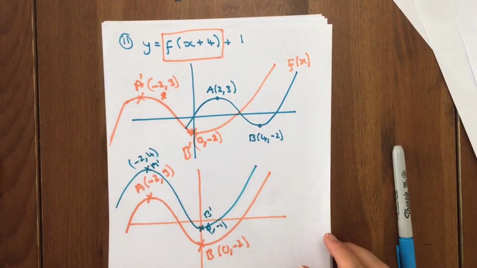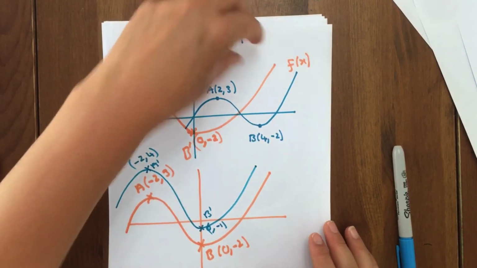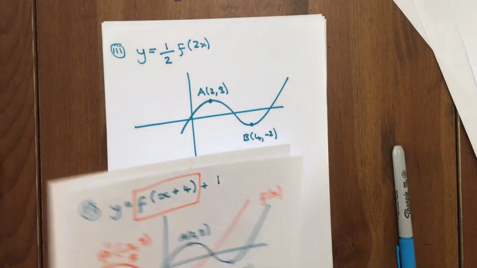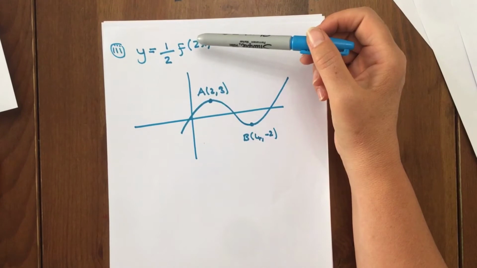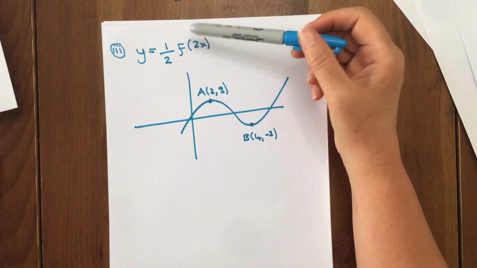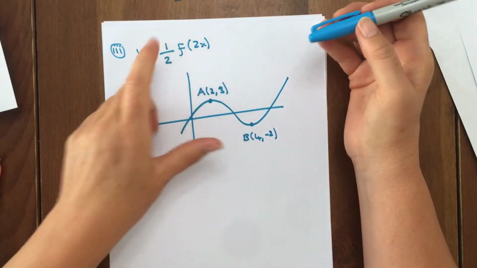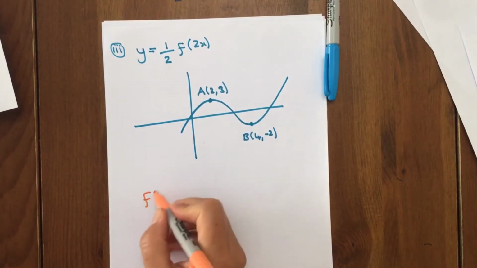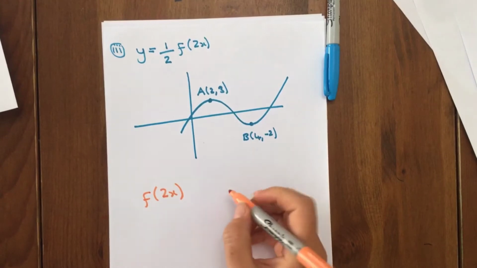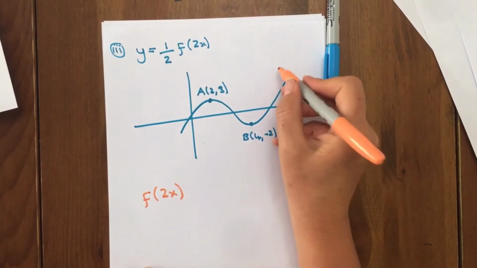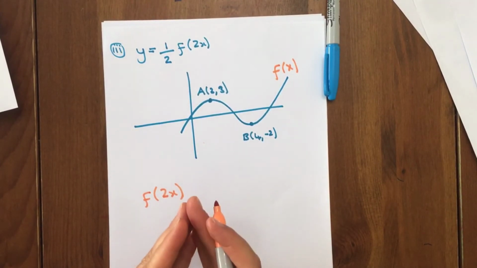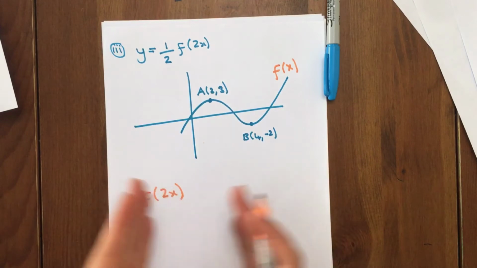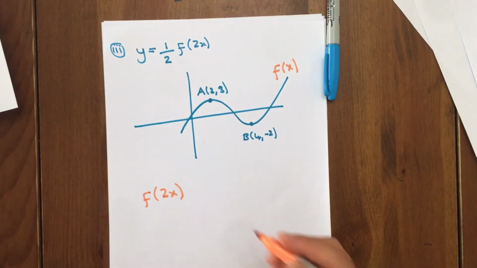Okay, it's best to do it on separate graphs and do the first transformation and then the second transformation. Okay, what about this one? These are always the hardest when you've got stretches. So let's look at f of 2x first. What does that mean? f of 2x. Well, that means that my whole graph, my original graph, f of x, will stretch by a scale factor 1 over 2.